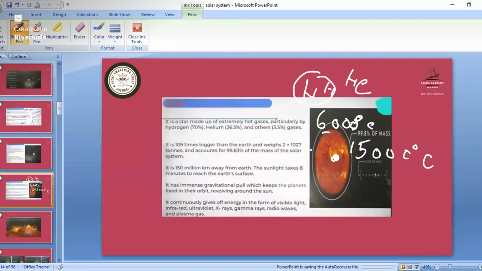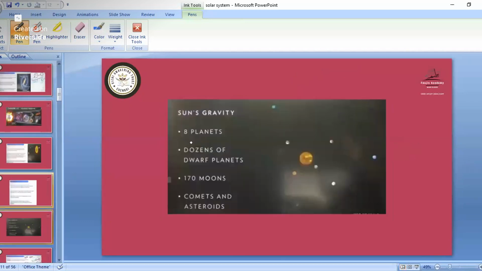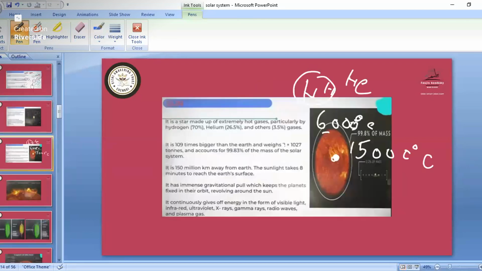See, inside the solar system we studied that there are 8 planets, dozens of dwarf planets, 170 moons, comets, and asteroids. But all those dwarf planets, moons, comets, asteroids, and planets account for only 0.17% of the mass of the solar system. Overall, 99.83% of the mass of the solar system is the sun.